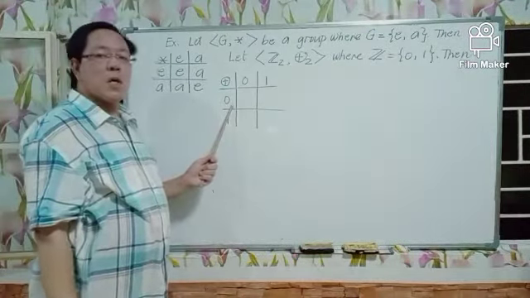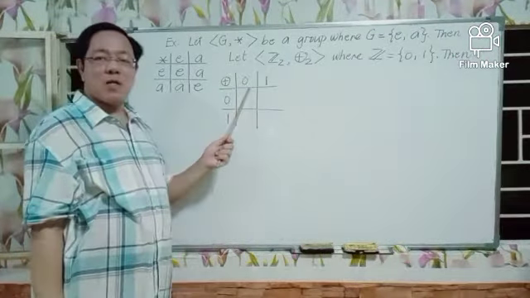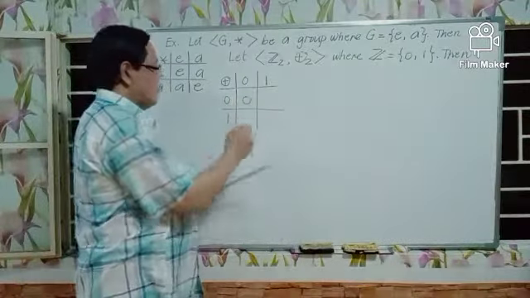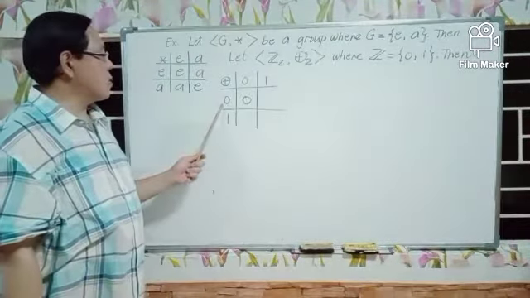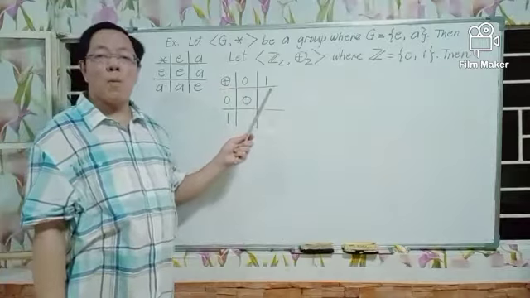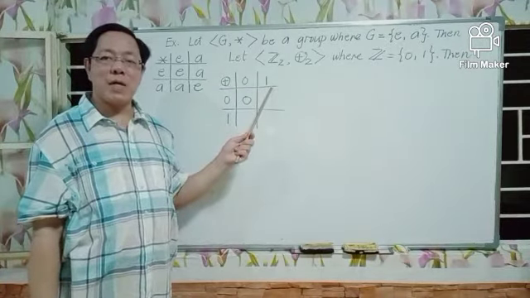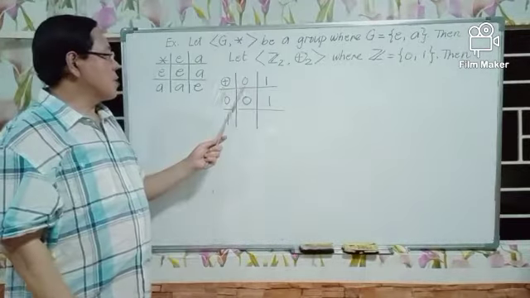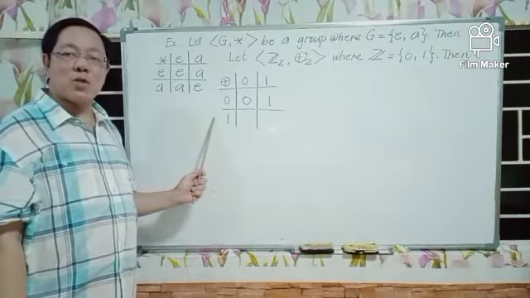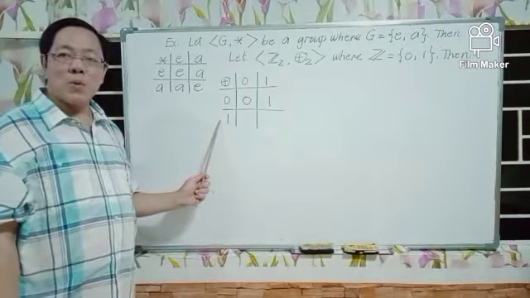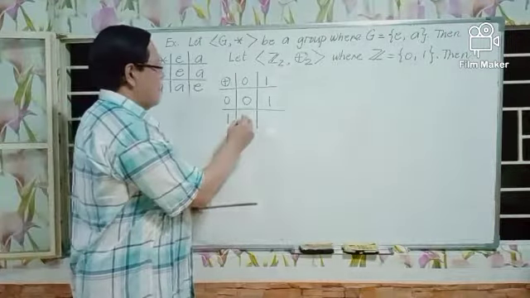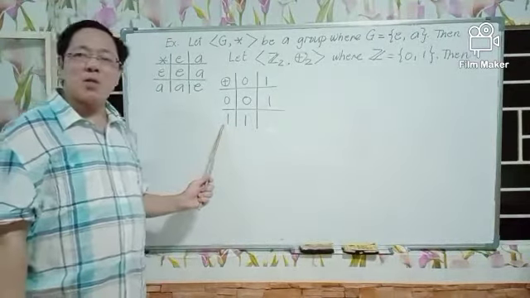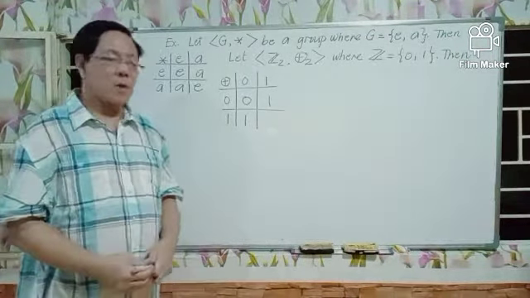We have 0 plus 0 under addition modulo 2 is equal to 0. And 0 plus 1 under addition modulo 2 is 1. 1 plus 0 under addition modulo 2 is 1. And 1 plus 1 under addition modulo 2 is 0.